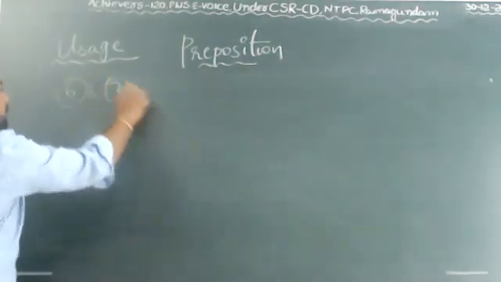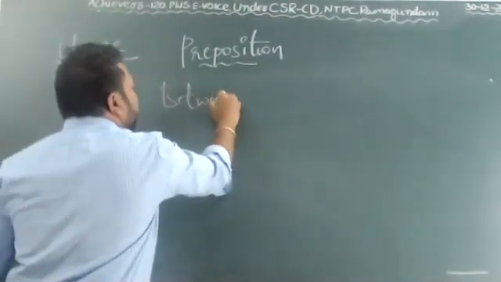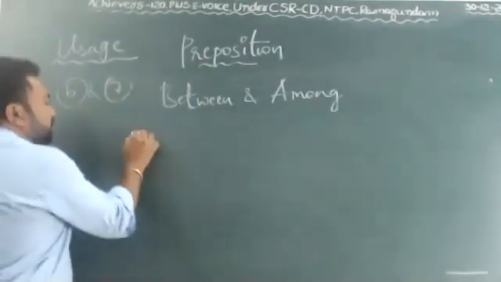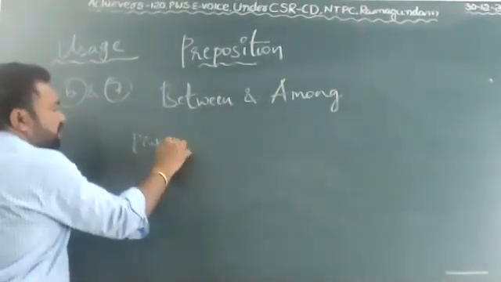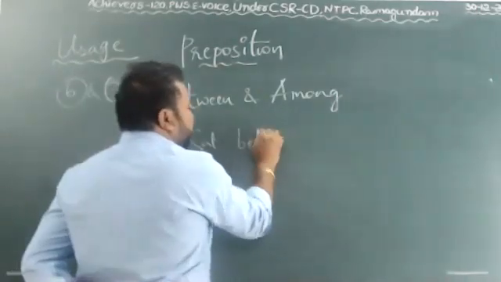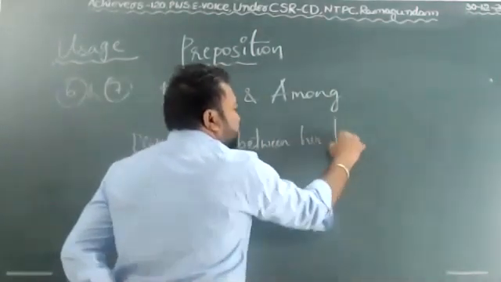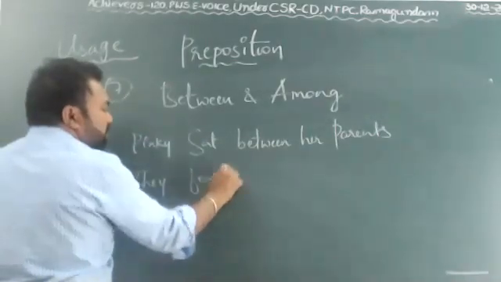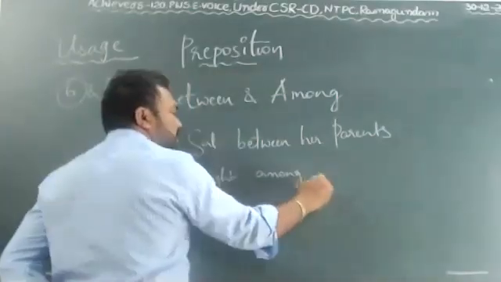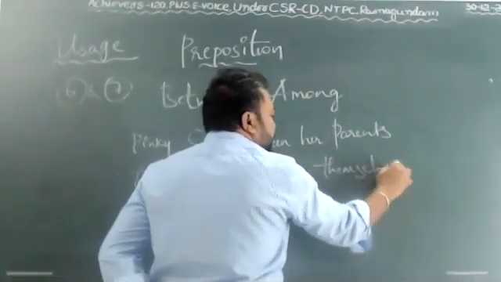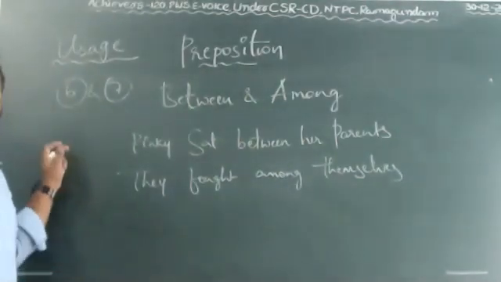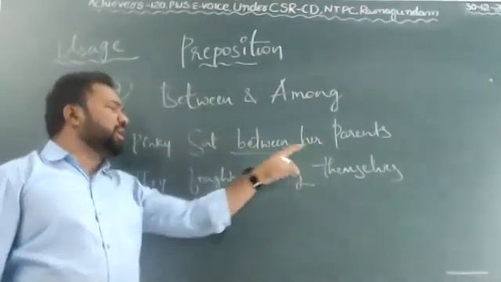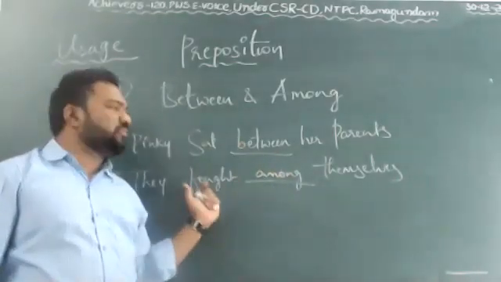Six and seven, between and among. Between and among. Pinky sat between her parents. They fought among themselves. Look at these finest examples, like students. These are good enough, that's it. Pinky sat between her parents. They fought among themselves.